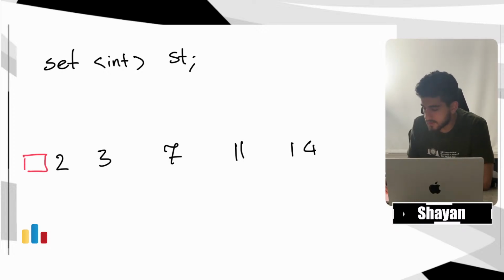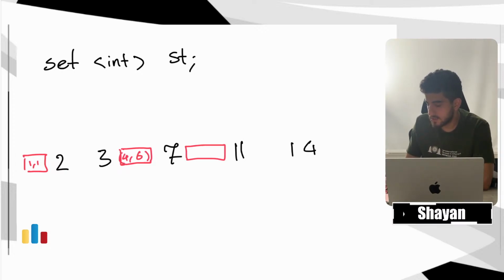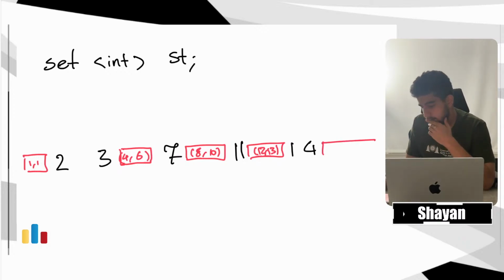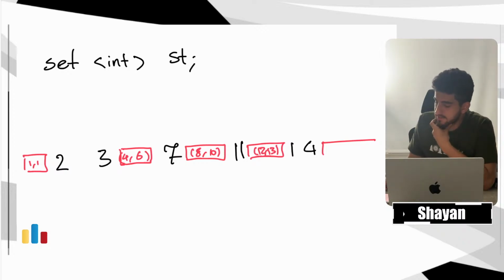For example, there's a block starting from 1 and ending at 1 here. These are the blocks of numbers that I do not have. This is a block in here that starts from 4 and ends at 6. There's a block in here that starts at 8 and ends at 10. There's a block here that starts at 12, ends at 13. And there's a block here that starts from 15 and ends at maximum integer. I mean, ends at inf.